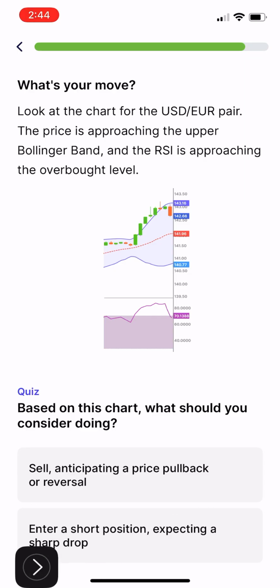What's your move? Look at the chart for the USD-Euro pair. The price is approaching the upper Bollinger Band, and the RSI is approaching the overbought level. Quiz. Based on this chart, what should you consider doing?